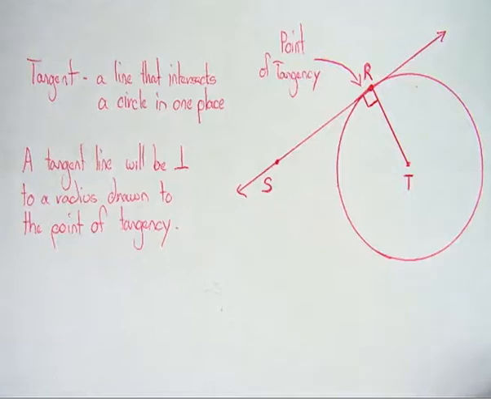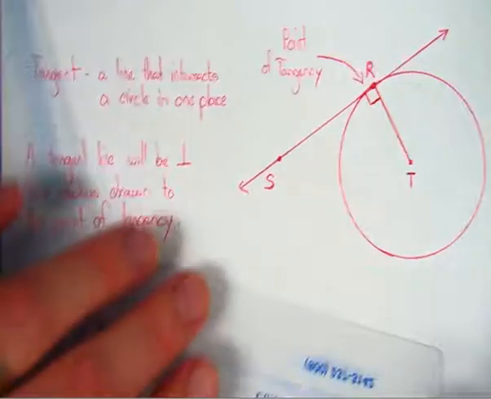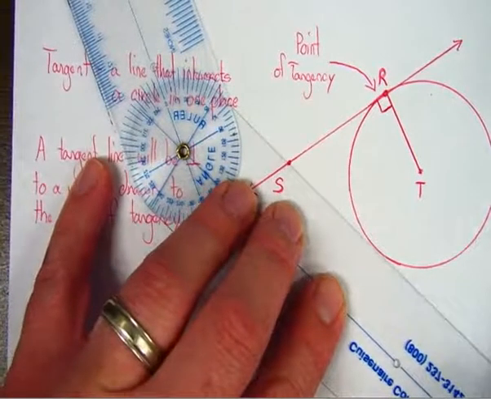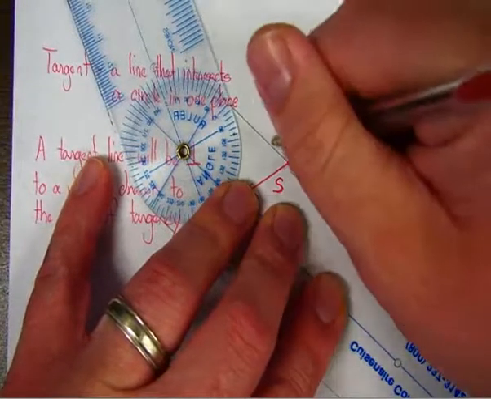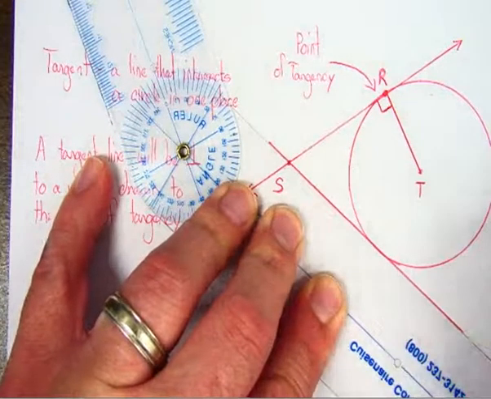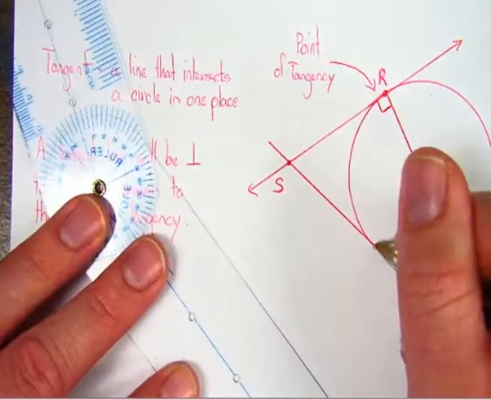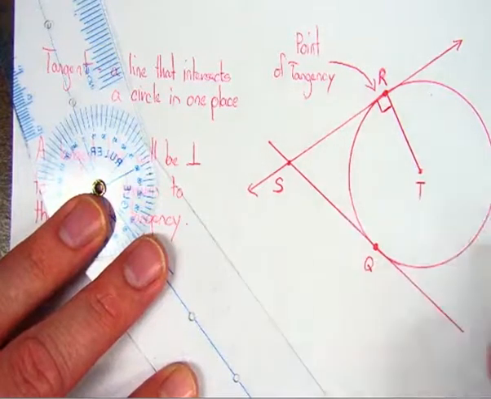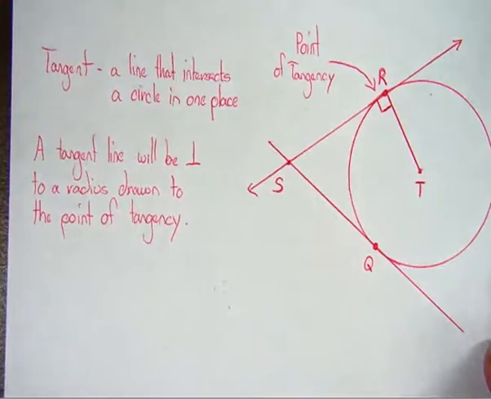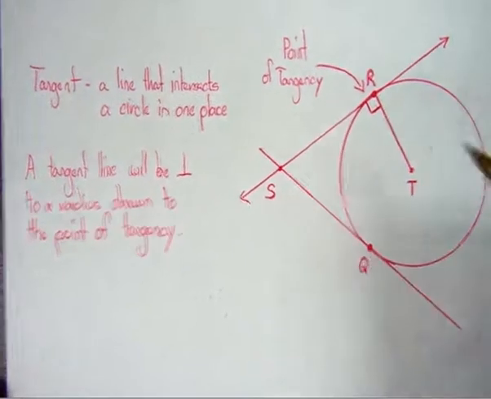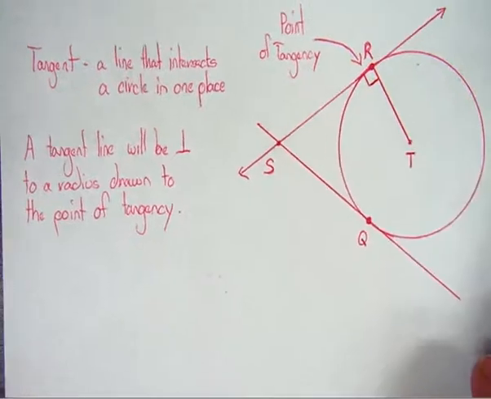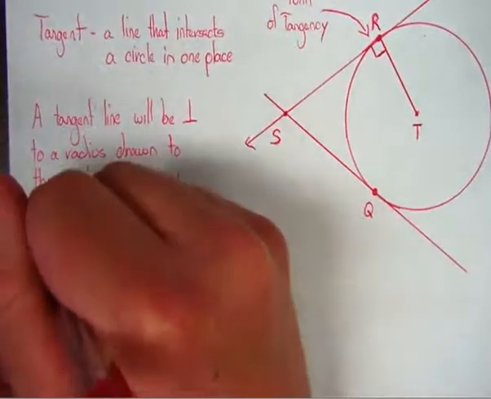Now there's another point about tangent lines that we need to be aware of. And so I'm going to draw another tangent line through S, just like that. We'll call this one Q. And what this tells me is an interesting thing about SR and SQ. So I'll just go ahead and write this out.